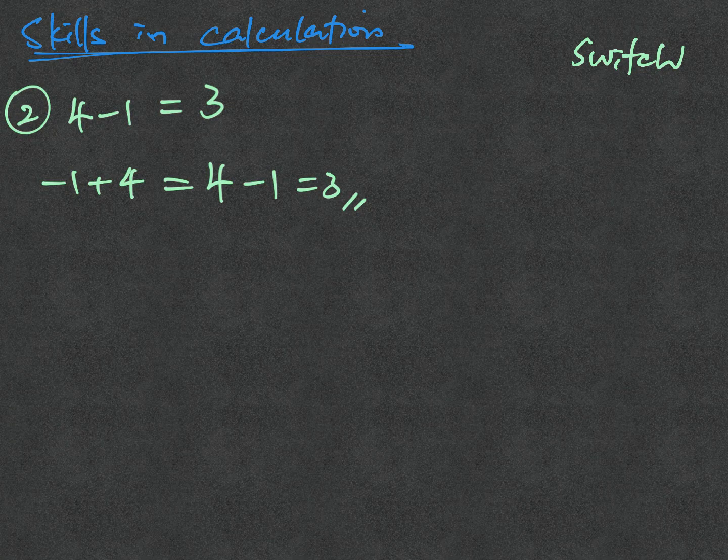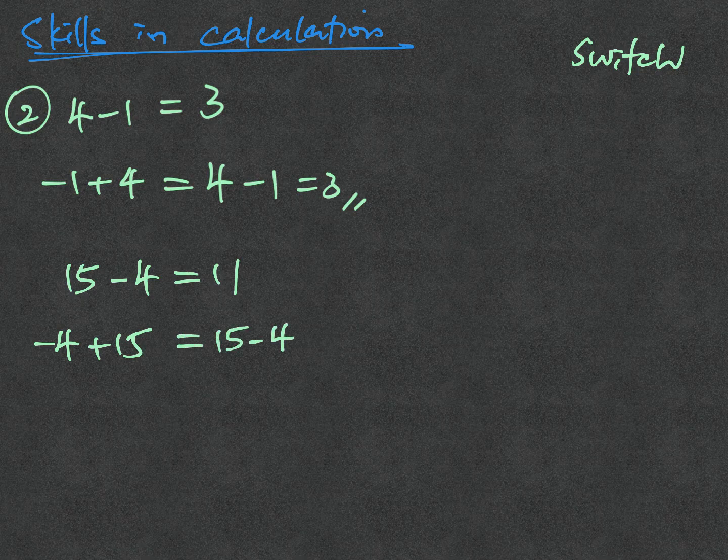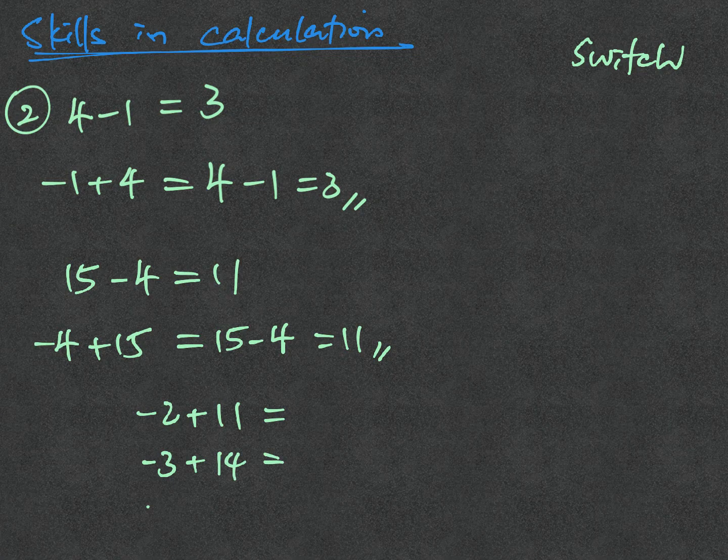Next, a similar idea: everyone should know 15 minus 4 is equal to 11. So when you have a question like negative 4 plus 15, we first change it into 15 minus 4, and finally it gives you 11. Next, the same practice. Now I give you 4 questions. Would you please use maybe 8 seconds to complete that? Ready? Let's start. Negative 2 plus 11. How about negative 3 plus 14, negative 4 plus 20, and negative 5 plus 21.